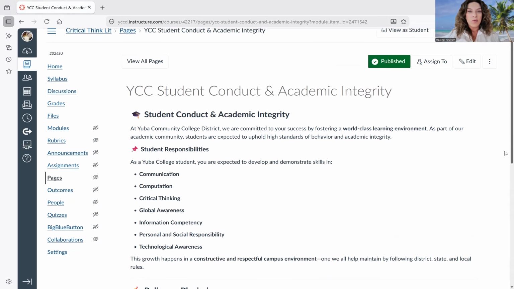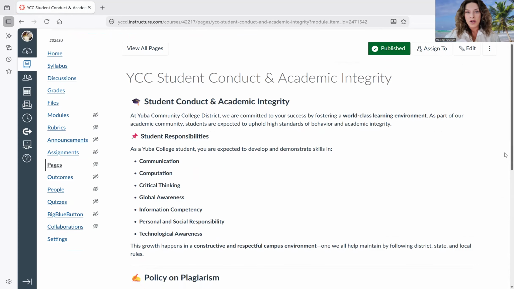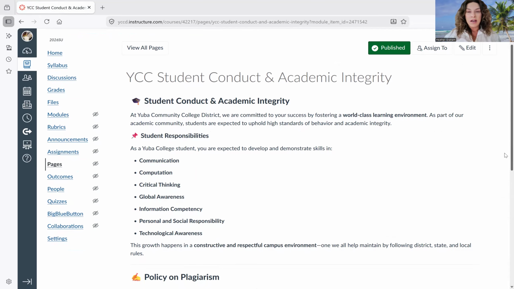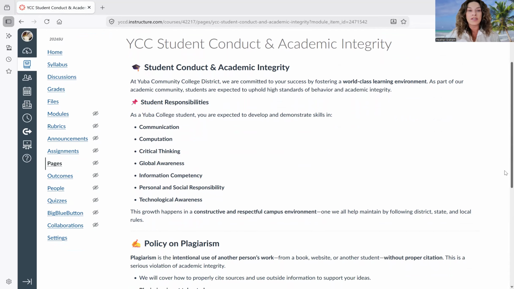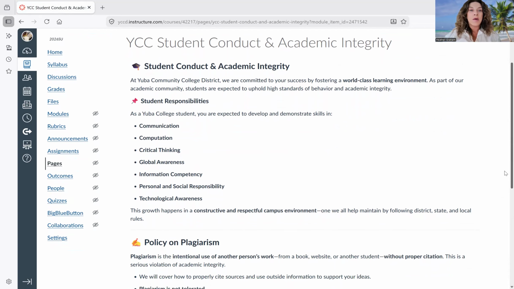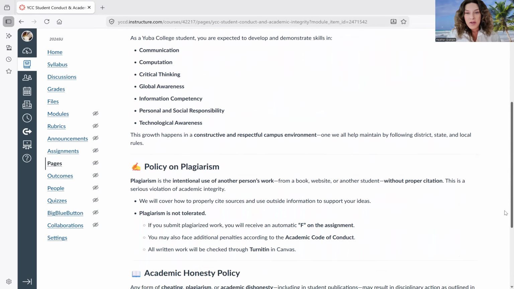Okay, so moving on, we're here in the syllabus at the Yuba Community College Student Conduct and Academic Integrity rules. So we do know that you're expected to develop and demonstrate skills in communication, computation, critical thinking, global awareness, information competency, personal and social responsibility, and technical awareness. So, this growth happens in a constructive and respectful campus environment.